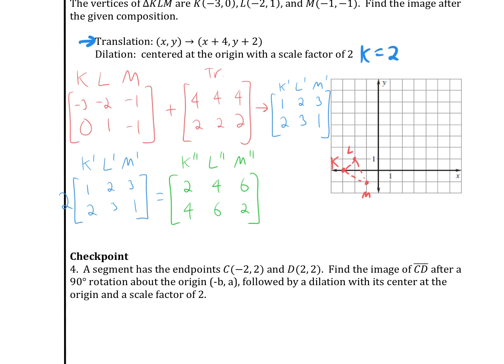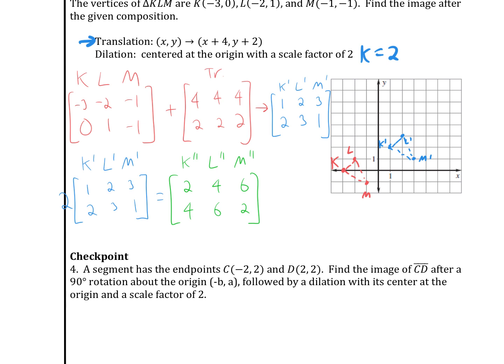Then we shifted it right 4 up 2, for blue. So we went right 1 up 2 for K prime. Then we went right 2 up 3, and that's L prime. And then we went right 3 up 1, and that is M prime. Dashed line still, that's another intermediate image here. So we went right 4 and up 2, okay?